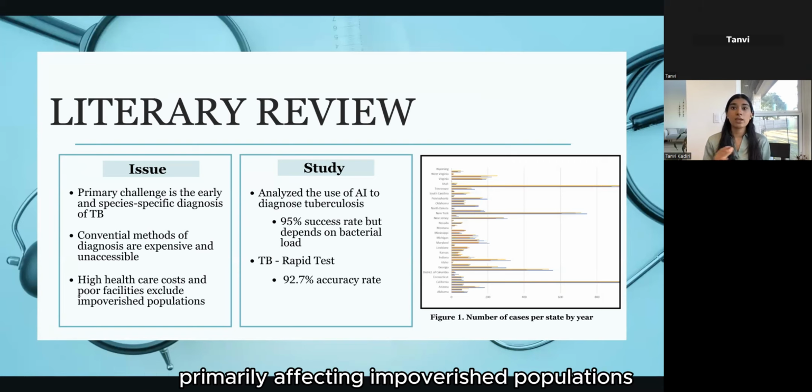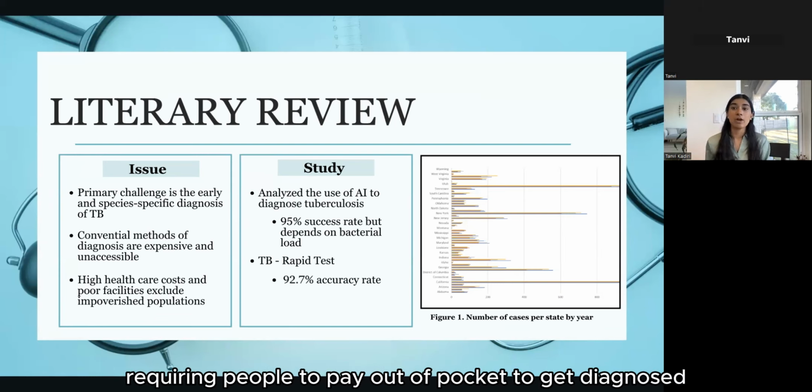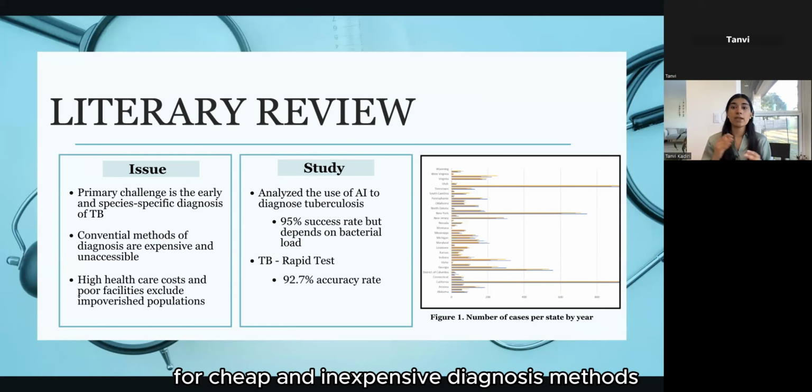Primarily affecting impoverished populations, many are unable to afford conventional methods of testing, as they are too expensive, and facilities may lack resources in rural areas. Furthermore, healthcare is often too expensive, requiring people to pay out of pocket to get diagnosed, only emphasizing the need for cheap and inexpensive diagnosis methods.